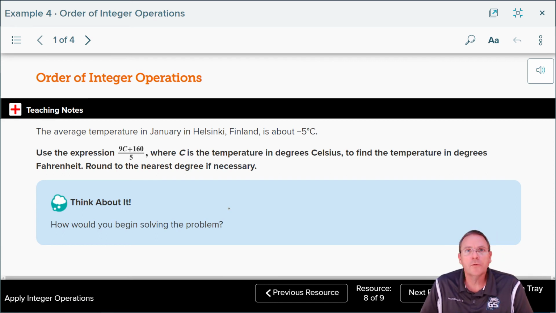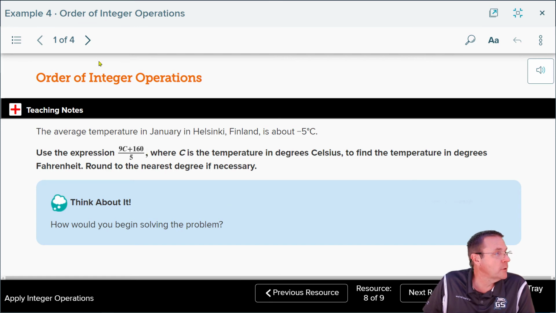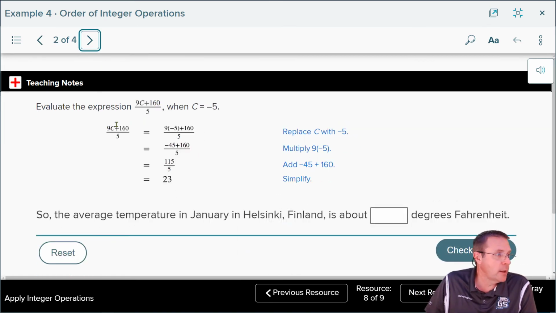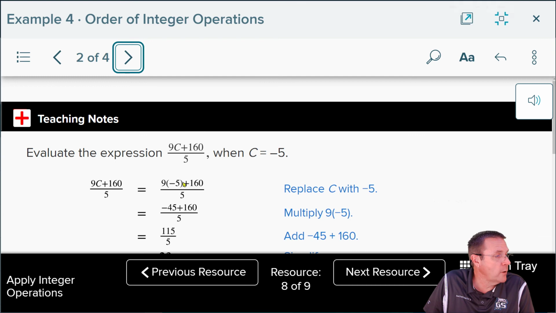Now, example 4 gives us a word problem involving a formula for converting between Celsius and Fahrenheit. The average temperature in January in Helsinki, Finland is about negative 5 degrees Celsius. And we can use the expression where C is the temperature in degrees Celsius to find the temperature in degrees Fahrenheit and round to the nearest degree as necessary. So the first thing they did, and got a lot of work going on here, let's see if it makes sense to us. They took the original equation and where they had a C, they plugged in a negative 5. Now remember, you have invisible parentheses up here on the top. You've got to do everything on the top first before you can do what's listed on the bottom.